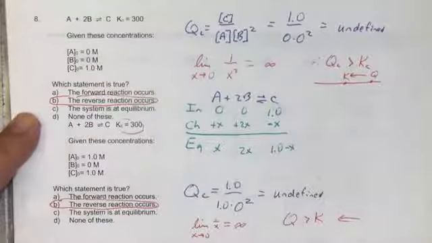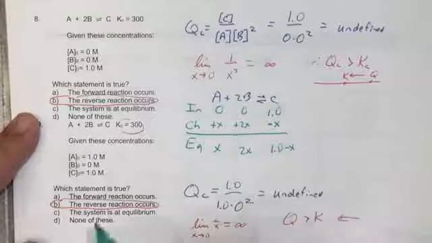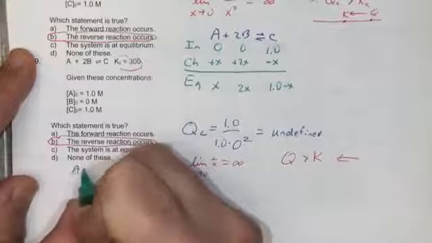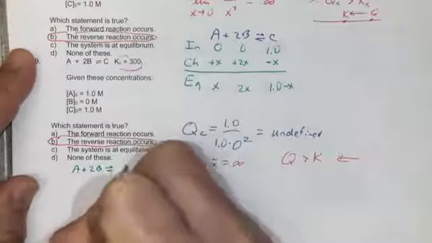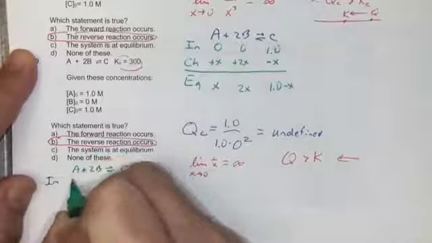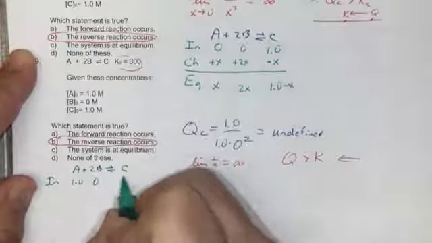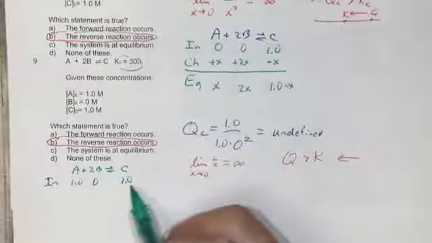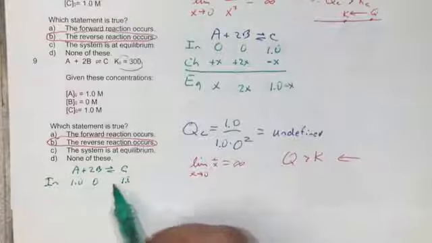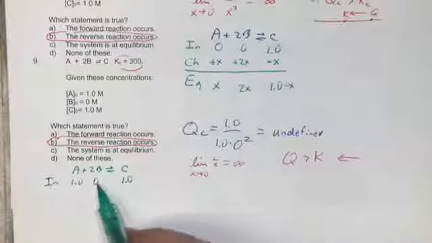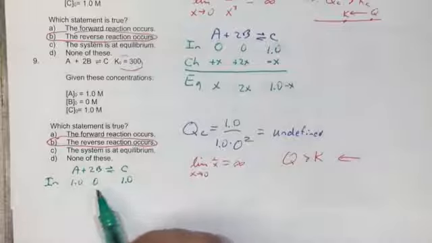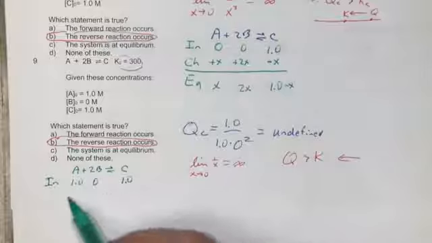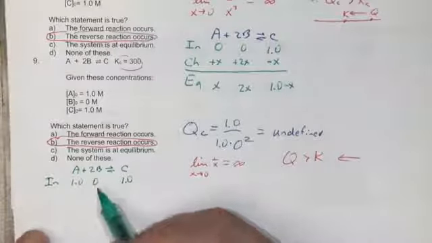Now, in this case, let's look at it one more time in terms of the ICE table. In terms of the ICE table, if I put A plus 2B in equilibrium with C, if my initial concentration of A is 1, the initial concentration of B is 0, the initial concentration of C is 1, this cannot be at equilibrium because it's not at equilibrium initially because I have 0 of B. Anytime you have equilibrium, it may be a very, very tiny amount, but you'll have some of each reactant and product. And so this has to go back in the reverse direction in order to give us some of this.